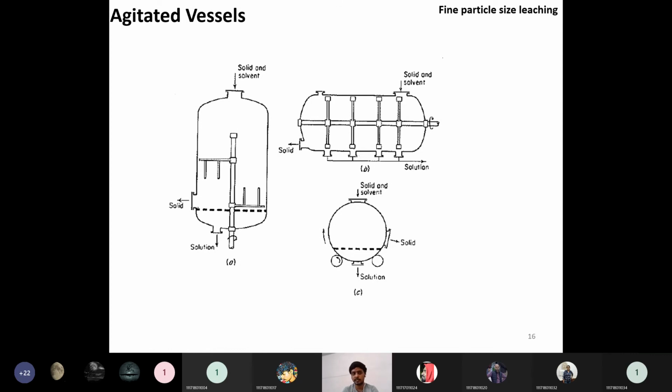So this is regarding the agitated vessels. It can be operated in a continuous fashion, or it can be operated in a semi-batch or a batch operation. So it may be unsteady state or it may be a steady state. So this is the advantage of agitated vessels.